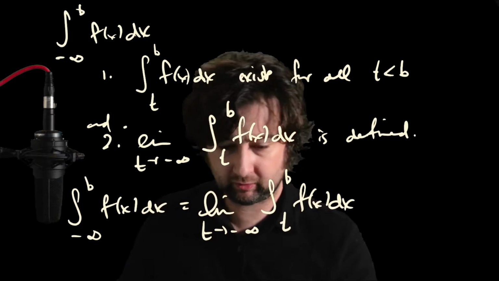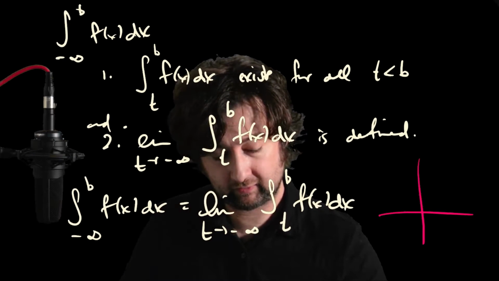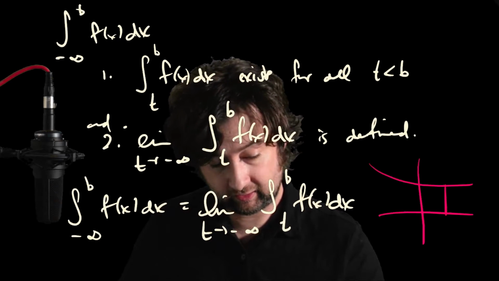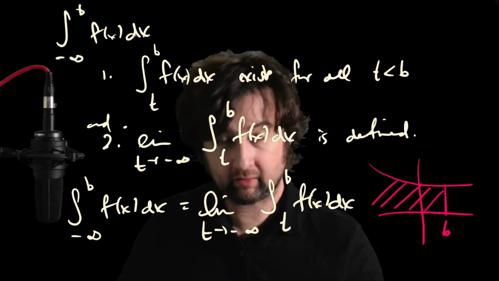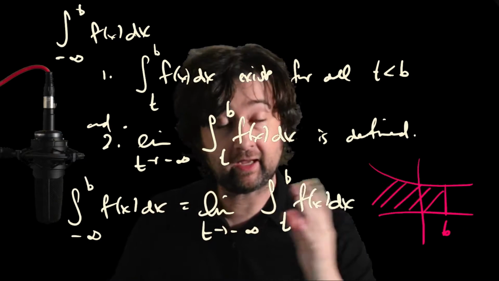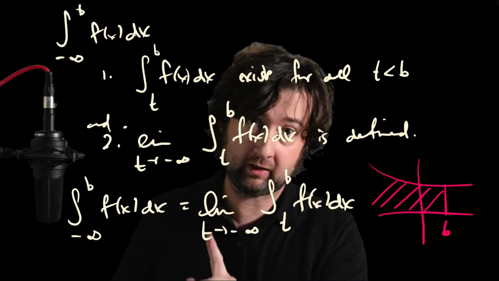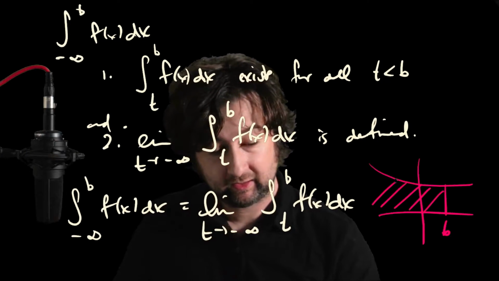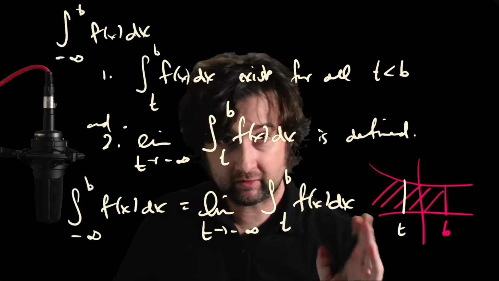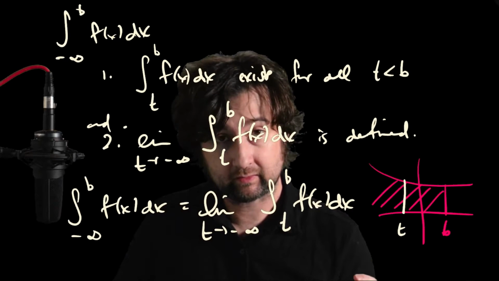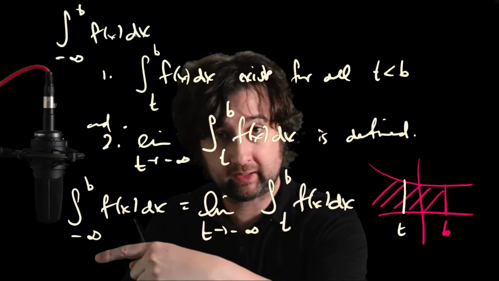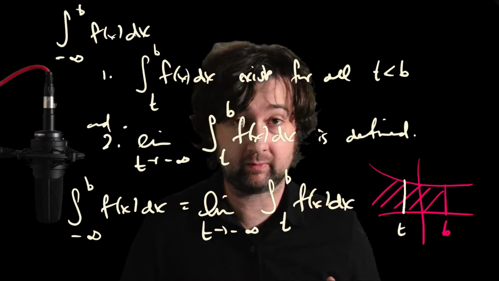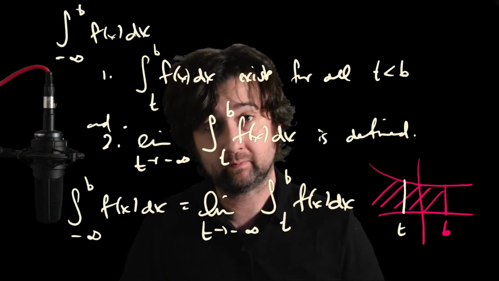Essentially what we're doing here is we're making a picture like this, where we have some function. We're saying here's b, and the area that goes off to the left here, we're saying is equal to an integral I can write down if I interpret that as a limit. And I'm saying that for every t value you choose, this area has to make sense as you move t forever to the left. And then not only that, but the limit has to make sense as t runs off to negative infinity. The final case is where both of the limits of integration are infinity.